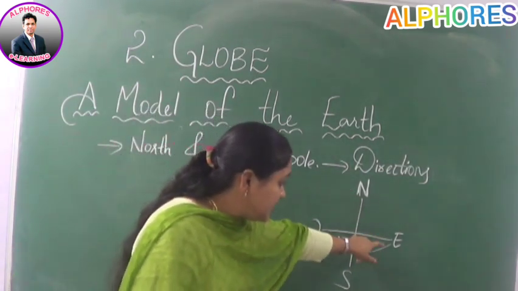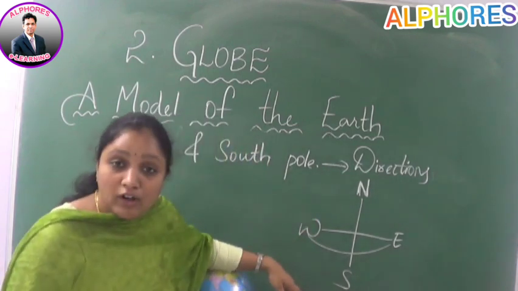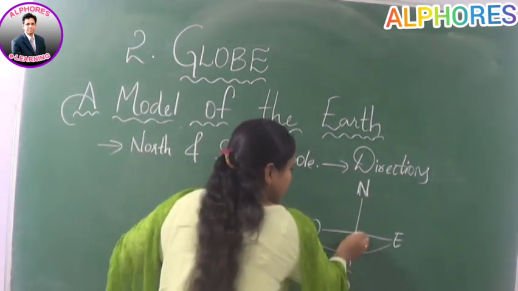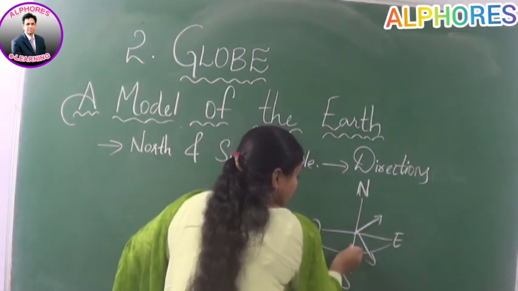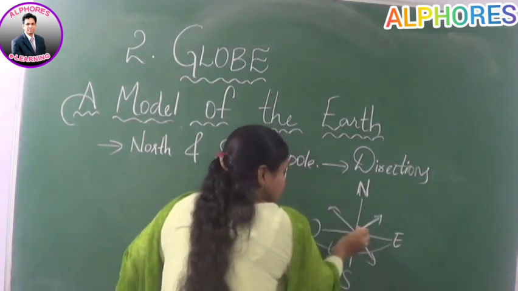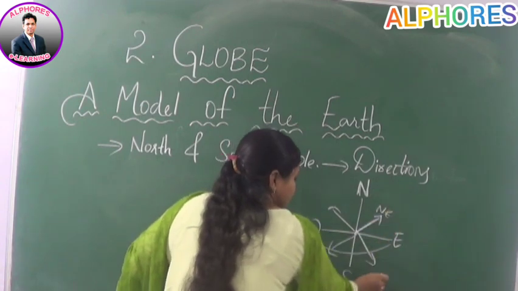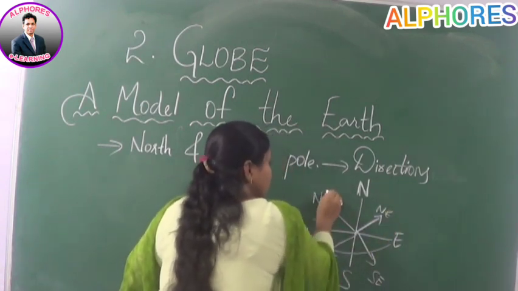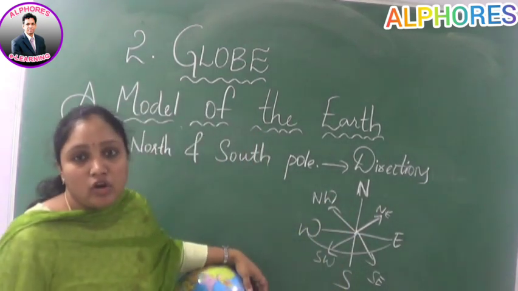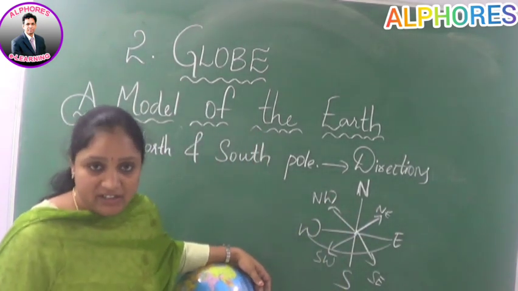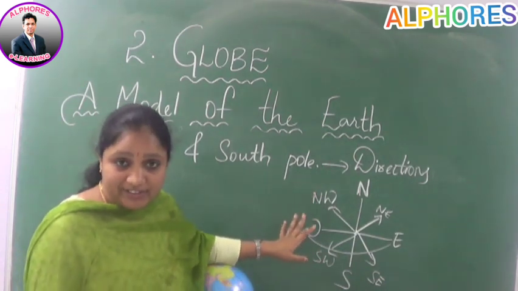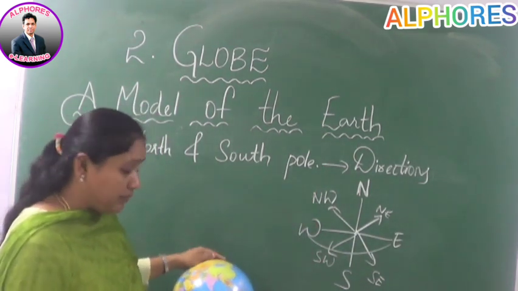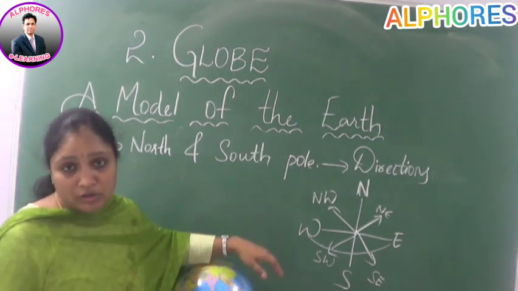As you all know, these are the four directions we call the cardinal directions, and in between we have the other four directions: northeast, southeast, southwest and northwest. These we call the intermediate directions. So is it clear, children, till here, how to find directions on the globe and how we represent the south and the north pole?